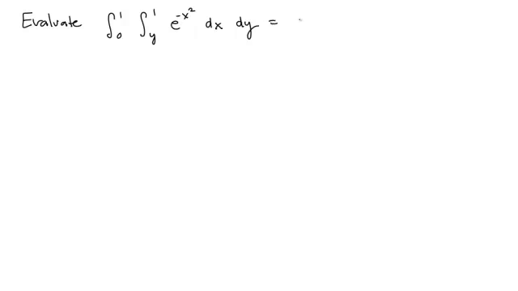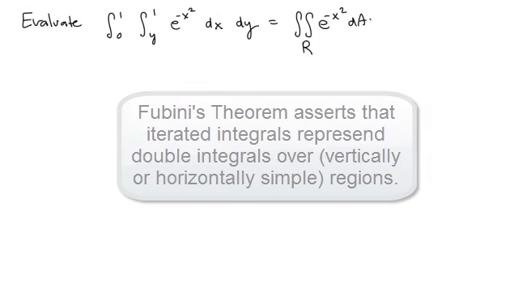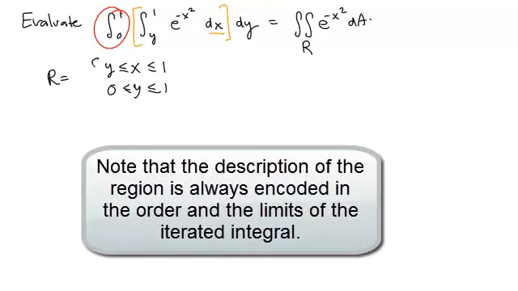So this should be some kind of double integral over some region of the function e to the minus x squared dA. Can we describe what the region is? Well, the first thing I know about it is that it's a horizontally simple region because we were integrating with respect to x. In fact, we would know that this region would have its x values going between the curve x equals y on the left and x equals 1 on the right. The y values would always stay between, well, they're right here in the integral, 0 and 1. So using Fubini's theorem backwards, we're able to figure out what the region in question is.